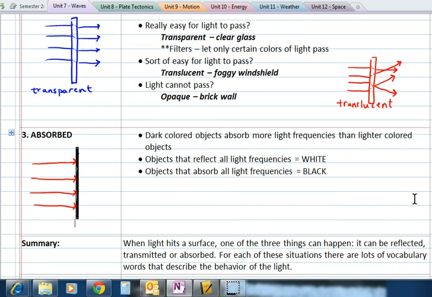All right, and finally, when light hits a surface, it could be absorbed. Black absorbs all frequencies of light. So if I had a black object and shined white light on it, the light would hit it, be absorbed, and stay there. But you guys know this and you've experienced it. If you wear a black t-shirt out in the summer and the sunlight hits you, the black t-shirt gets really hot because it's absorbing all that energy.